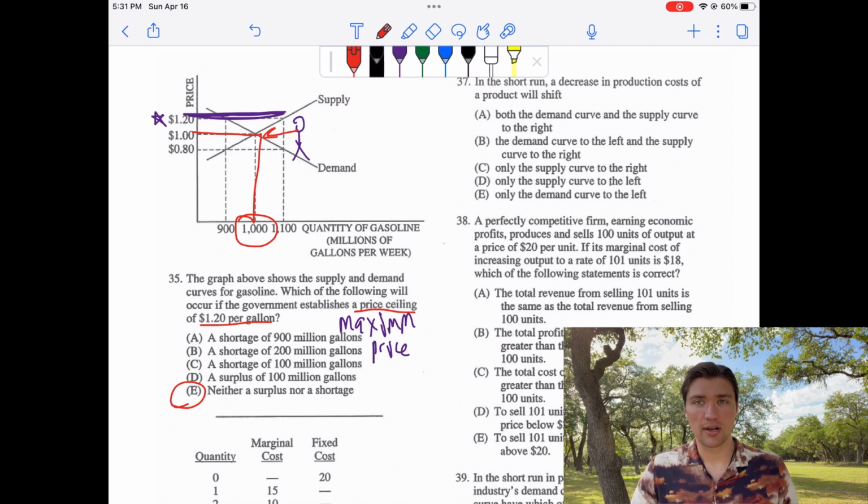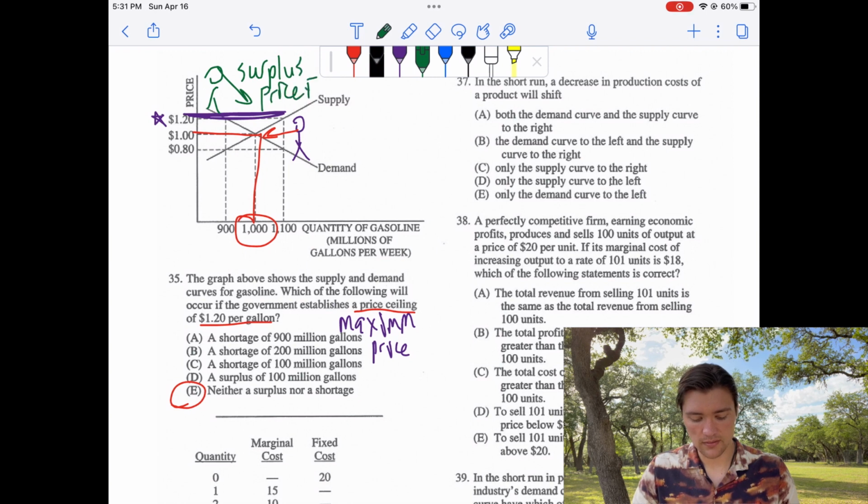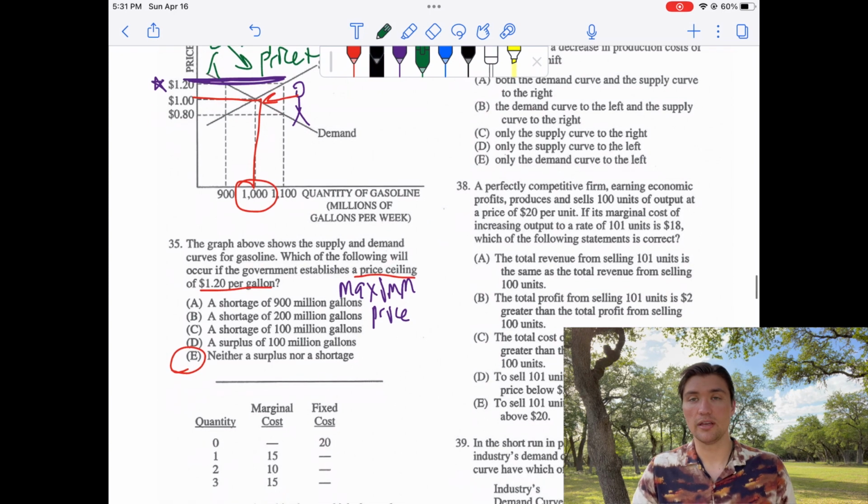If this was a price floor, then you would be up here, right? Can you see the equilibrium? No, because the floor is in the way. So if this is a price floor, then we would have a surplus. But because it's a price ceiling, we are gonna have neither.